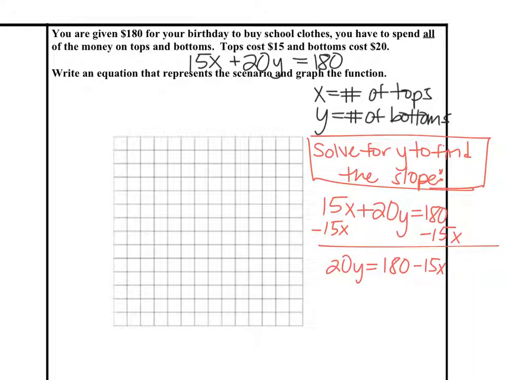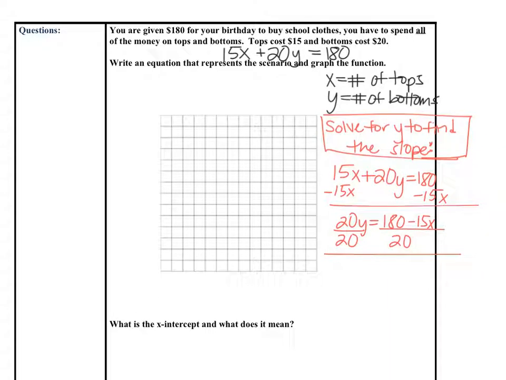You need y by itself. So Daniel, how do I get rid of the 20? By dividing both sides. Yes. Divide by 20 and you have to simplify. Mental math: 180 divided by 20 is 9, not 90, because 9 times 20 is 180. If you said 90, you're close. And then 15 over 20 simplifies into 3 over 4. So you're going to write 3 over 4x.